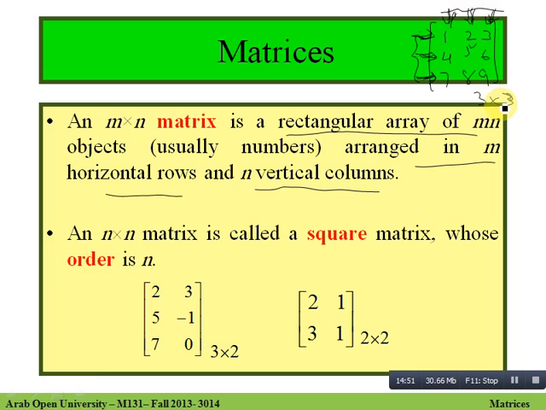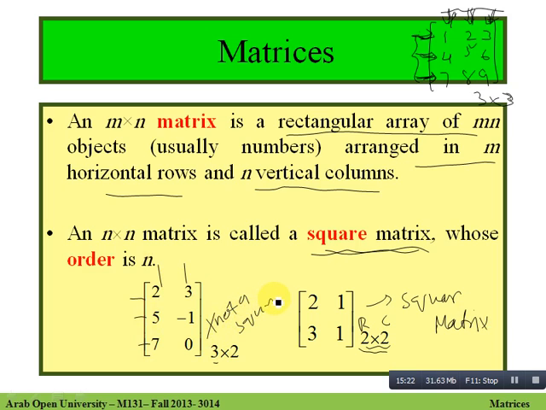Now any matrix is called a square matrix if its number of rows and number of columns are the same. For example, here 2 cross 2, so it is 2 rows and 2 columns, then we say this is a square matrix. Whereas in this one we have 3 rows and 2 columns, so it is not a square matrix.